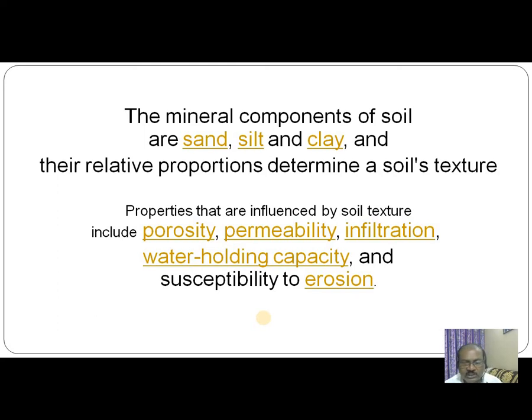The mineral components of soil usually consist of sand, silt and clay, and their relative proportions determine the texture of soil. The properties which are influenced by soil texture include porosity, permeability, infiltration, water holding capacity, and susceptibility to erosion. So porosity, permeability, infiltration, water holding capacity, etc. are highly influenced by the texture of soil.